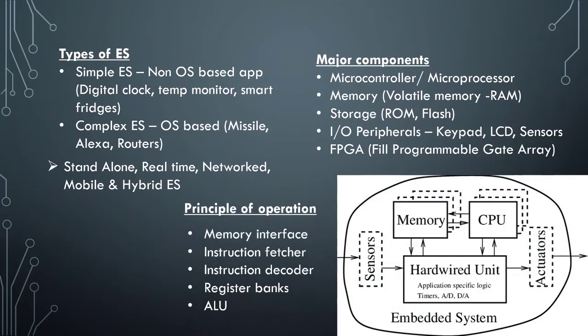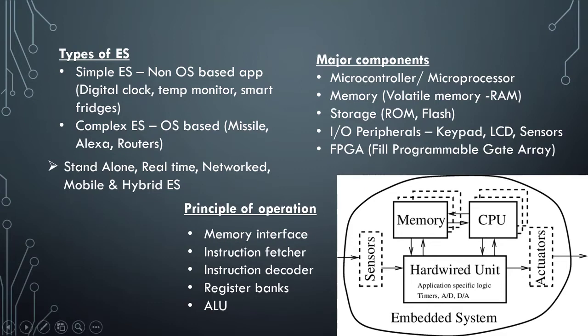Hence, let's dive deeper and understand how the embedded system works. The principle of operation for the embedded system is that, one, we have to store the instruction. So from the memory interface, we have to fetch the instruction. And then after fetching the instruction, we need to decode the instruction. And then that instruction which has been decoded needs to be stored in the register banks. And then from the register banks, it can be taken to the microprocessor, which stands for ALU, Arithmetic Logic Unit, whereby it processes the command and then takes it back to the memory interface again, or takes it to the output required, like the actuators, which can perform that command and task.